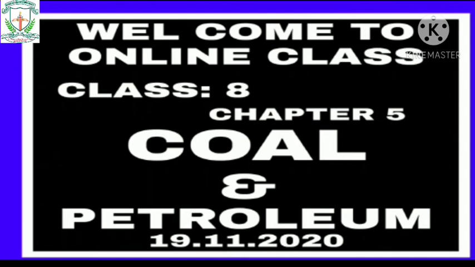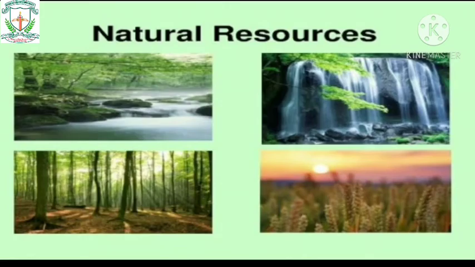We use various materials for our basic needs. Some of them are found in nature and some have been made by human efforts. Since all these are obtained from nature, they are called natural resources, like water, air, forest, solar energy, and wind. These are all natural resources.